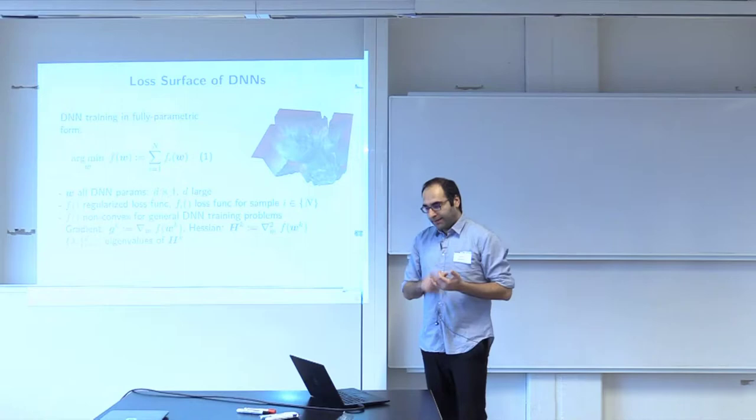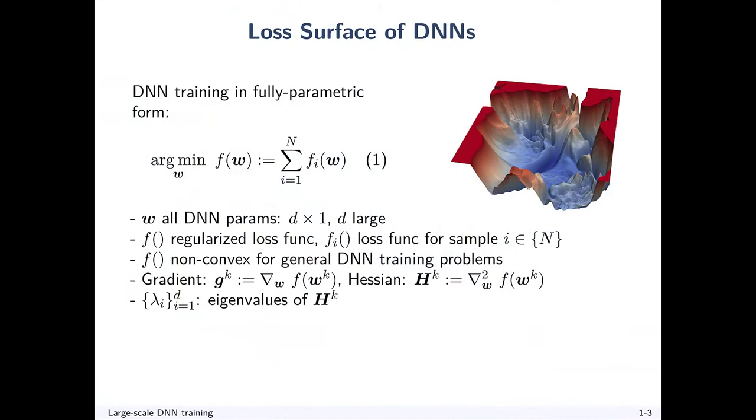And then some other definitions that I will use throughout this talk. So f is the regularized loss function, right? Here I'm assuming that the loss function f already has the regularization. I will also assume that f_i is separable, and f_i is the loss function for sample i, where i is an index from the set of training samples. And finally, we should also recall that this problem is non-convex when you're thinking about a deep neural network, obviously.